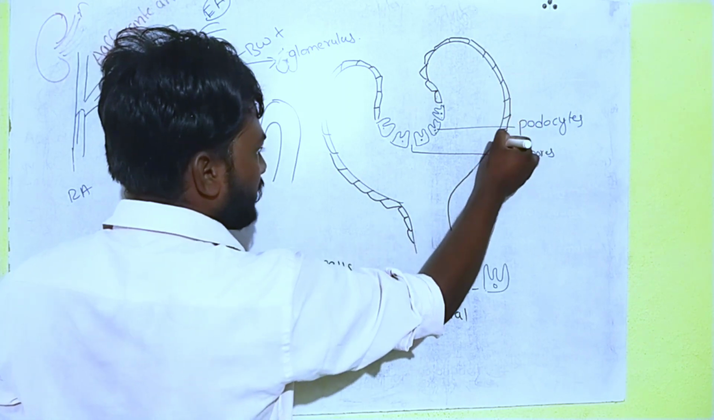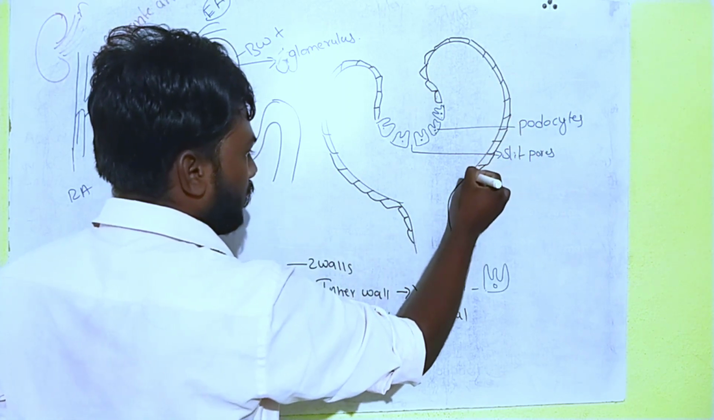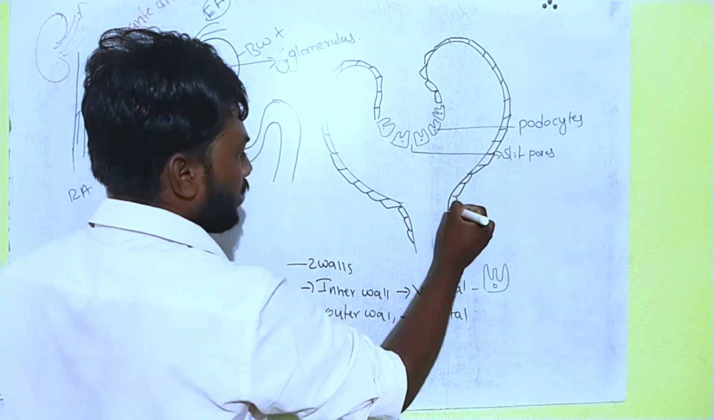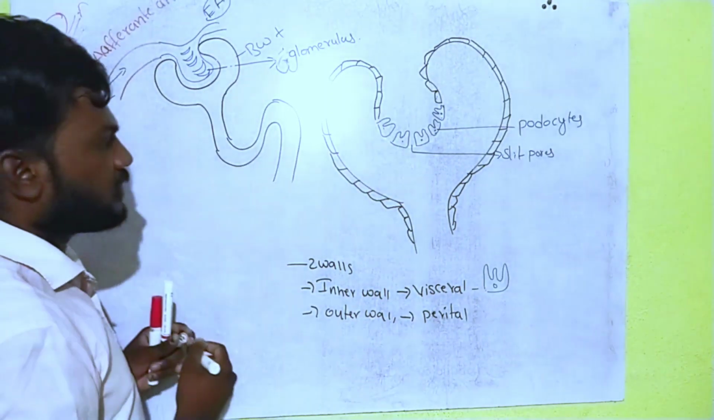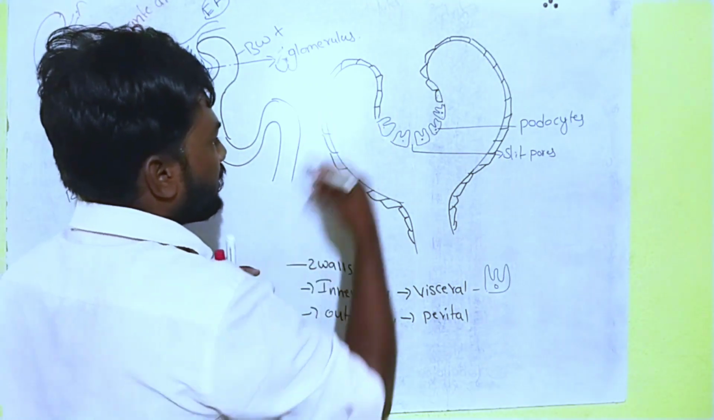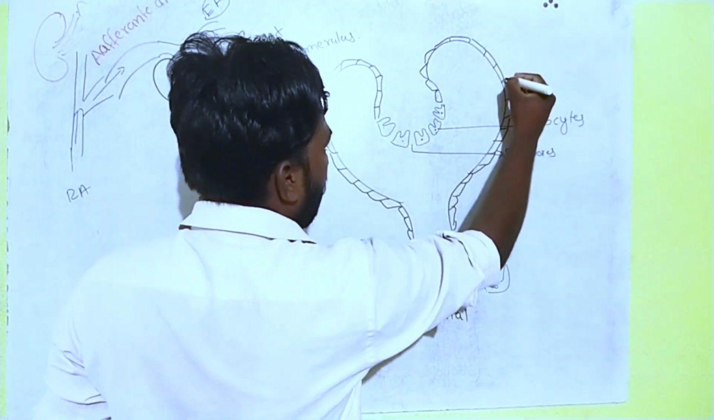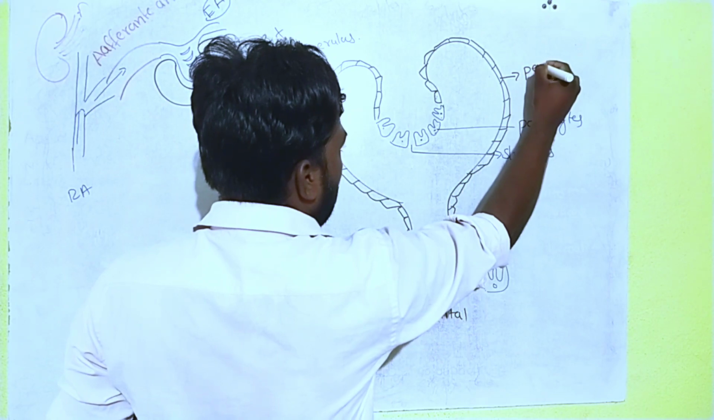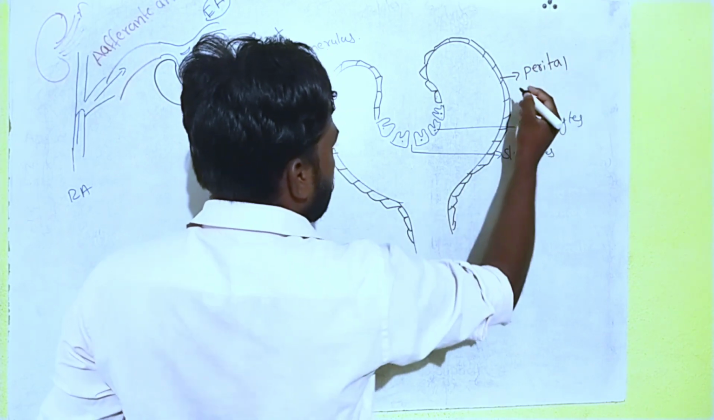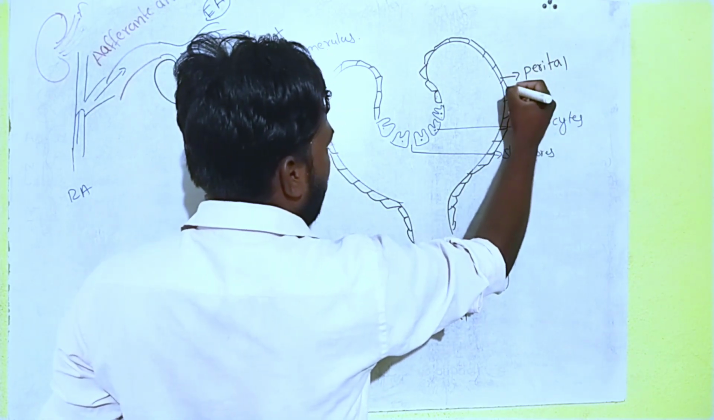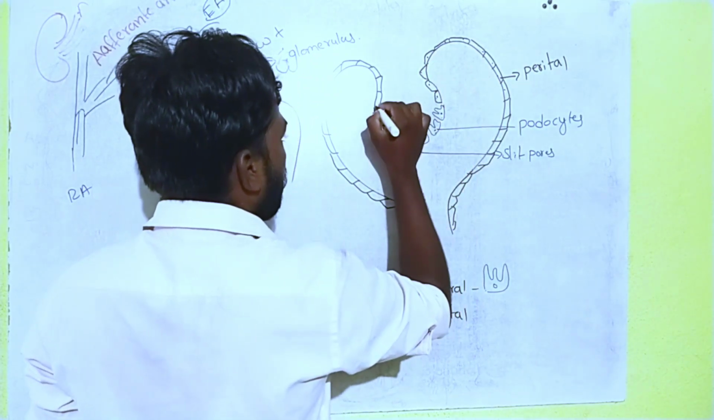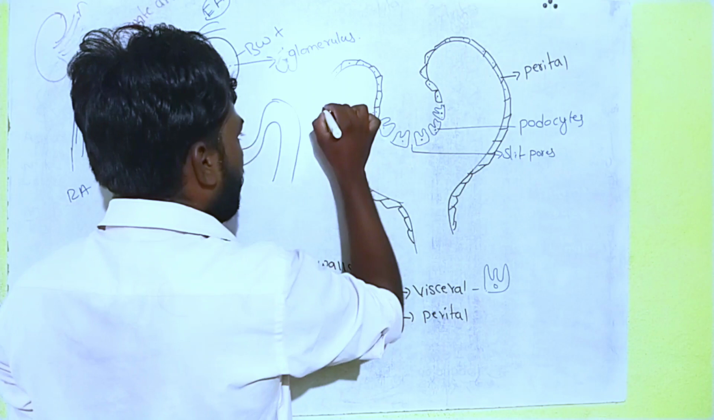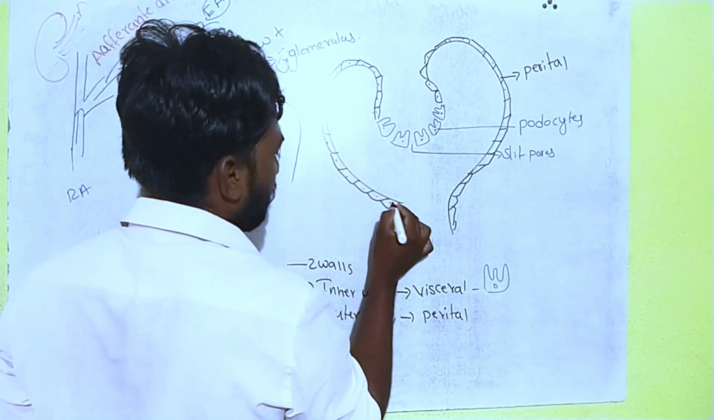This is the actual structure of the nephron, but we draw it very easily like this. This is the outer layer. This outer layer we call the parietal layer. The parietal layer is lined with squamous epithelium cells. The nucleus is there.